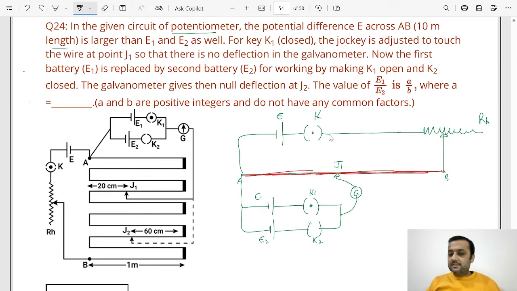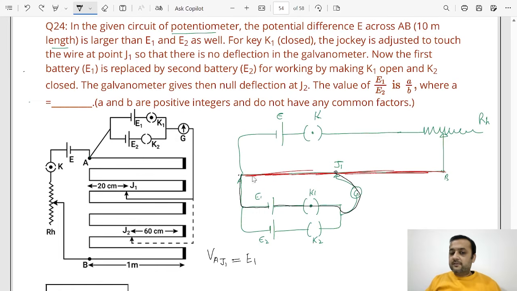So in this case, look, E2 is not connected. E2 is broken because K2 is open. So this point is connected with the negative of E, and this point is connected with the positive of E. So the potential difference VAJ1 is nothing but E1, with J1 as the positive side. In the primary circuit also you can see that current is flowing like this, so according to the primary circuit also J1 is at the higher potential, because remember, in the direction of current, potential drops. So J1 is at the higher and A is at the lower.